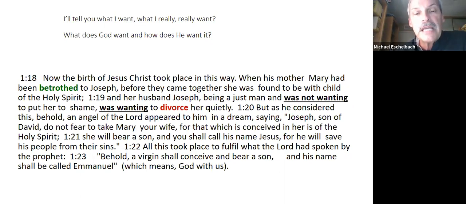So if you were reading this text, if I assigned to you Matthew 1 verse 19, what you would want to notice is there's two words for wanting in here, right? So what's going on? Is that the same word? Is it a different word? Why does he have to divorce her? Why quietly? It's not hard to understand that Joseph doesn't want to put her to shame. Got that. But what's the relationship between the two clauses here? What he doesn't want and what he wants to do but eventually doesn't.